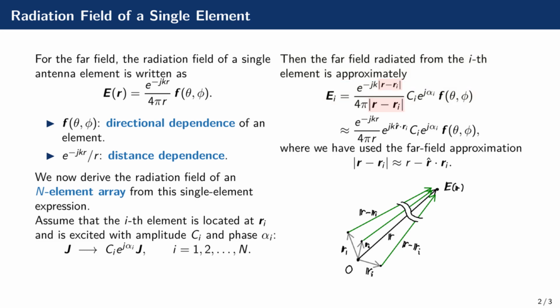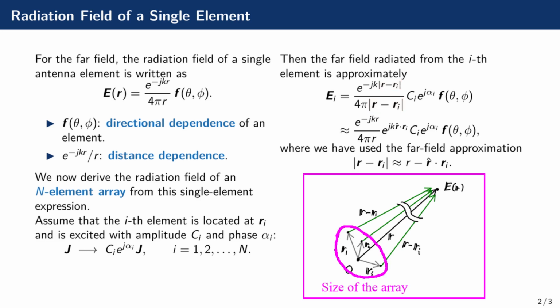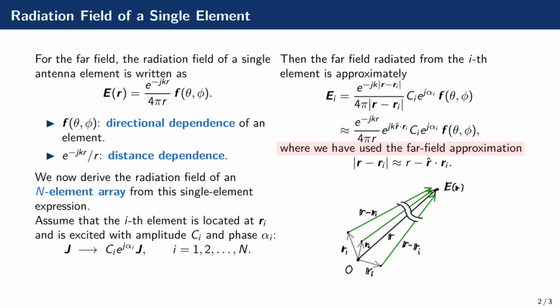Also, because the element is not located at the origin but at the position r sub i, the field is obtained by shifting the single element field to the position r sub i. However, the size of the array antenna is small compared with the observation distance r. So, just as in the derivation of the far radiation field, we use the far field approximation. The amplitude can be approximated by 1 over r, and in the phase we keep the first order correction. Then the field of the ith element takes this form.